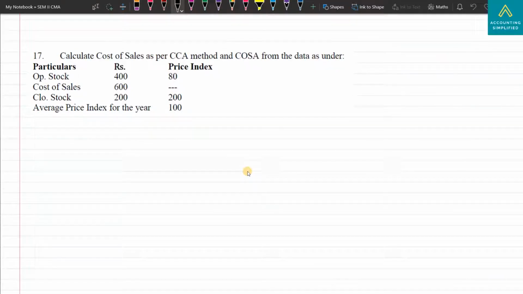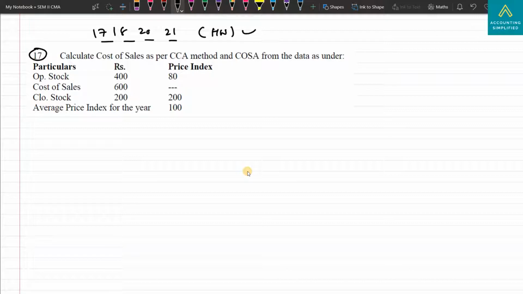Hello and welcome. In this video we are going to solve examples number 17, 18, 20 and 21. These 4 examples we are going to solve. First of all, example number 17 we are calculating. Before you learn this, you must have attended the earlier lecture, right? So you can solve this example, and I have given this as homework. So this homework question we are going to solve.